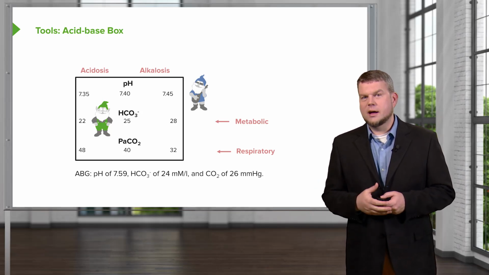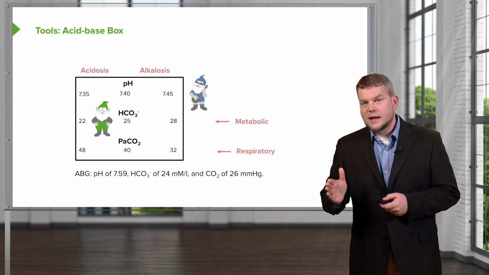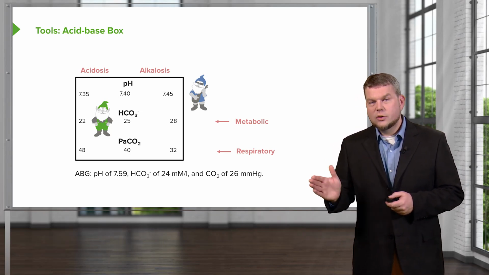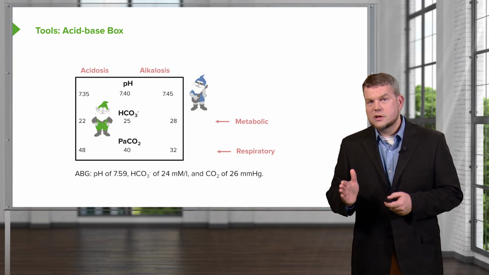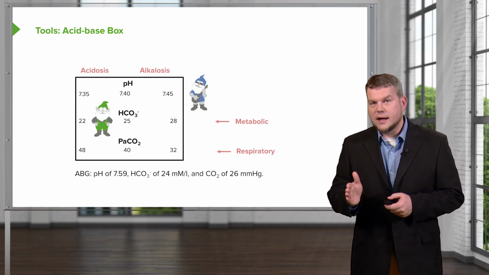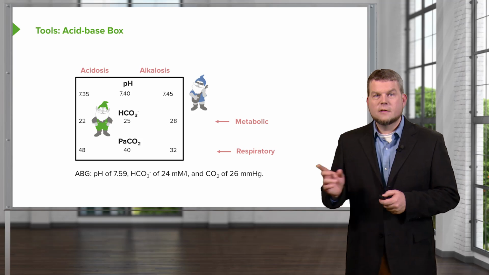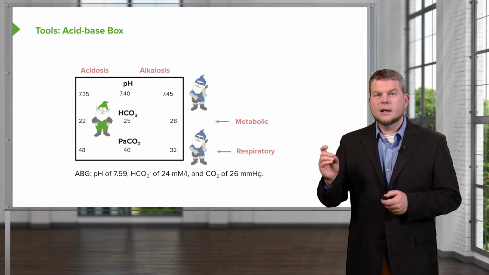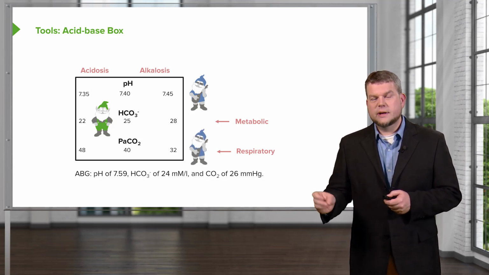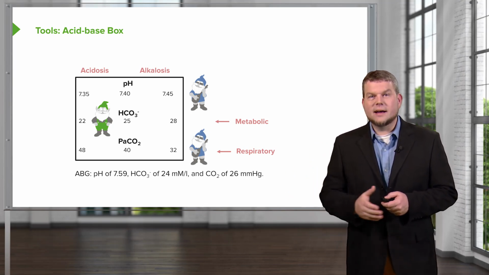Why is he inside the box? Because you're going from 25 to 22, you're somewhere within that range. If you're below 22, you'd be outside the box. He's in the box because he's within the 22 to 25 range. Finally, PCO2, 26 millimeters of mercury. That's another blue gnome outside the box.